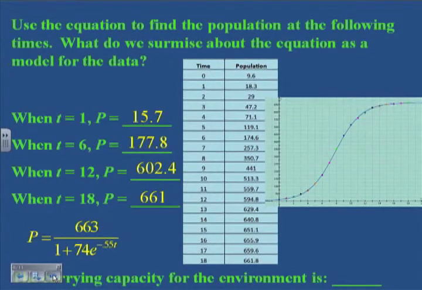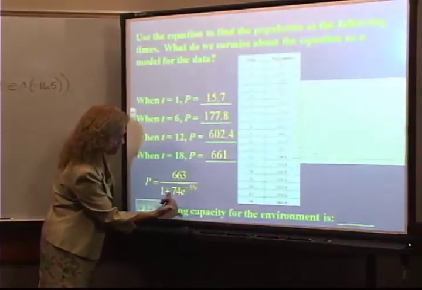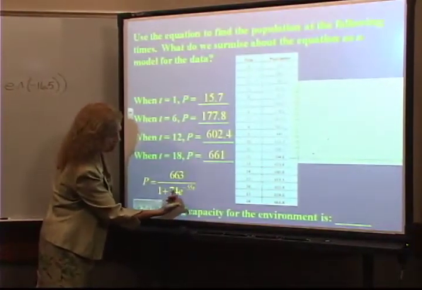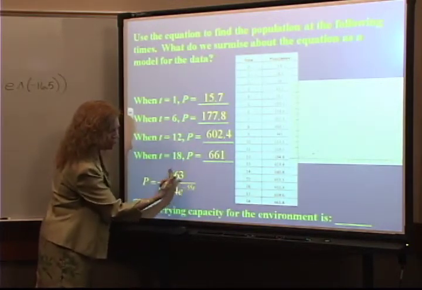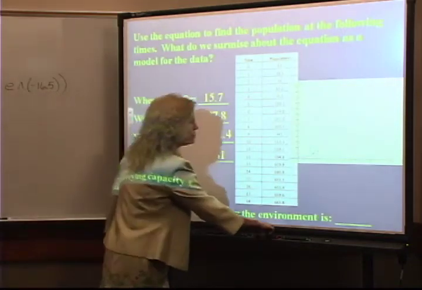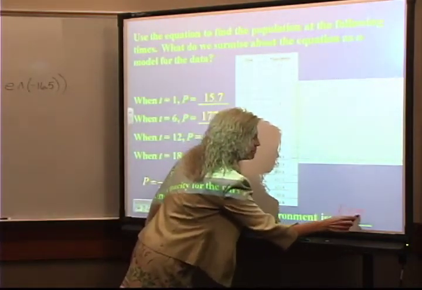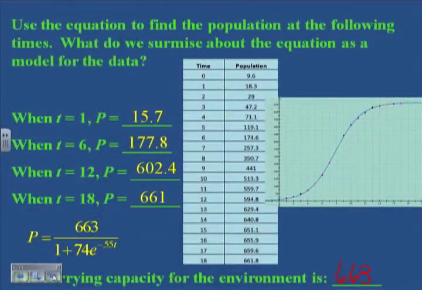Remember where you find your carrying capacity? When it is in this form with 1 plus a constant times e, this numerator is your carrying capacity. So that carrying capacity is 663. Okay? It's a kind of handy model.